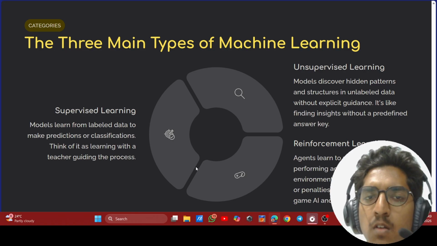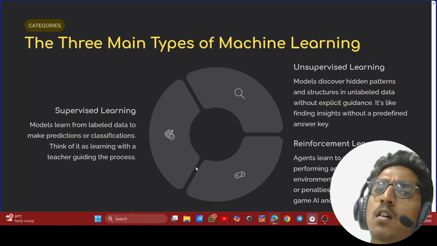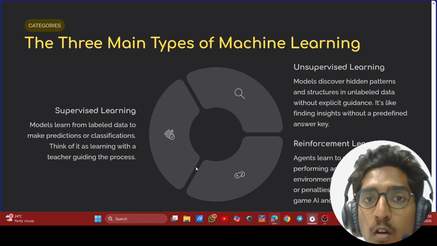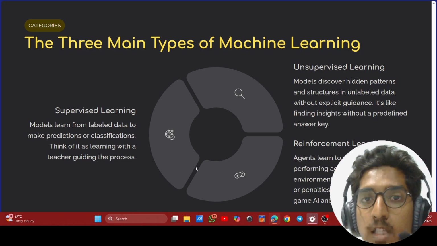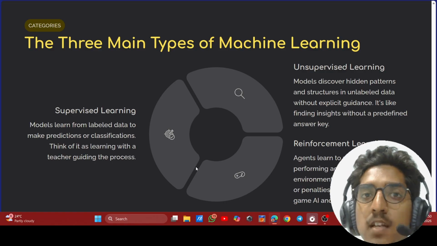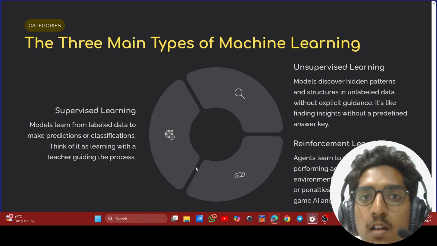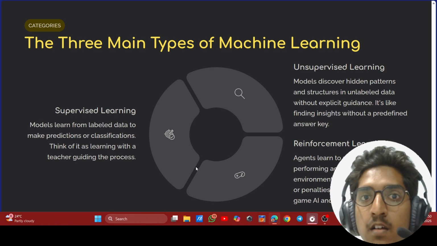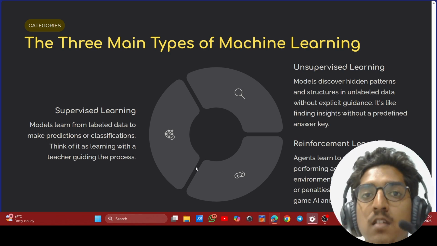For example, the model is given labeled data. So what do you mean by labeled data? Labeled data means the data is defined properly. As I said before, in spam and non-spam emails, the model is given the classification labels for spam mails and non-spam mails. The mails are separated as spam and non-spam, clearly defined which mails are spam and which are non-spam.